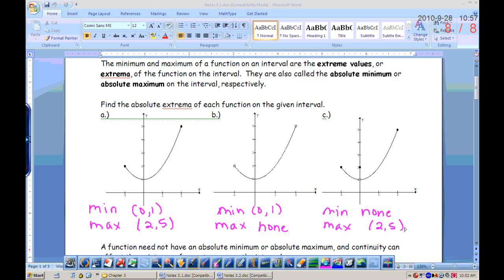All right, so the rule of thumb here is that a function doesn't necessarily have to have an absolute min and or an absolute max, and continuity can definitely affect the existence of extremum on the interval. So if your function's not continuous, it's going to affect whether or not you have a minimum or a maximum.